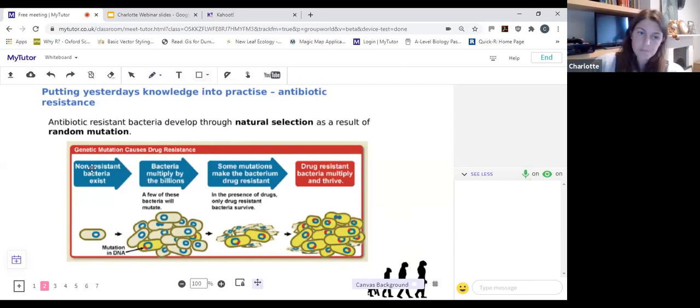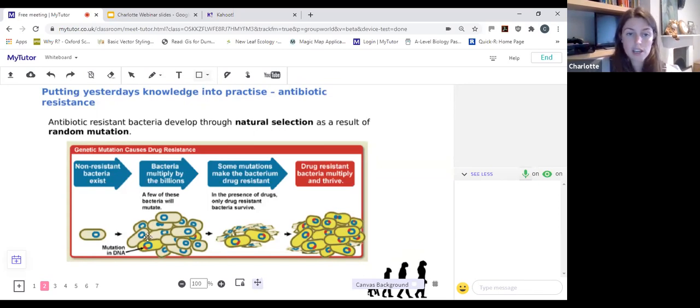So let's start on the left there. So there we've got a bacteria. Non-resistant bacteria exist. So bacteria that can be easily dealt with by antibiotics exist. Bacteria are really, really good at multiplying. They do it very quickly. So they multiply by the billions. And within those billions of bacteria that are produced during that multiplication, there will be a few bacteria that have mutations in their genetic code.